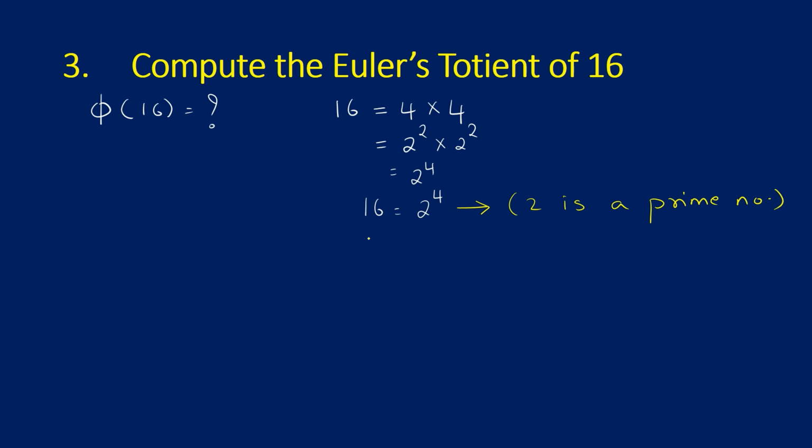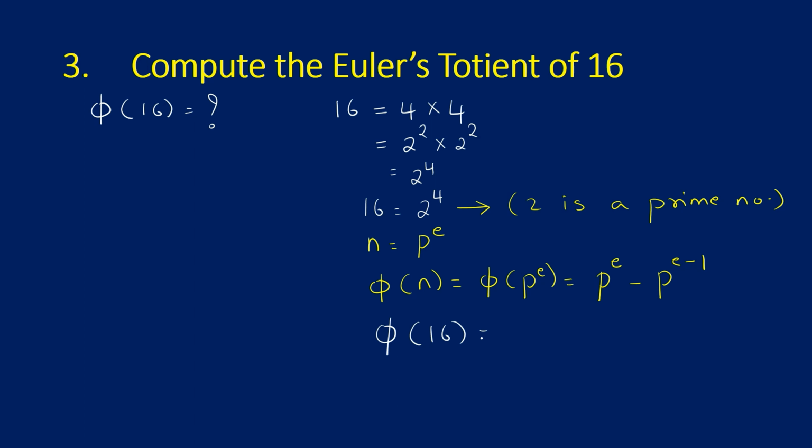Therefore, number n in this case is written as the power of a prime number. So we find the Euler quotient of any number n which is a power of prime number as p raised to power of e minus p raised to power of e minus 1. So we have to find phi of 16, that is we have to find phi of 2 raised to 4. How can you find it? It is 2 raised to 4 minus 2 raised to 4 minus 1.